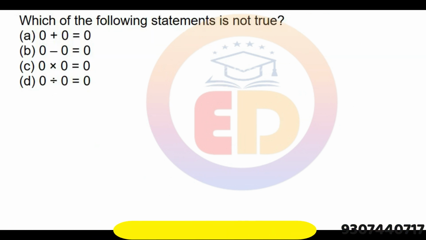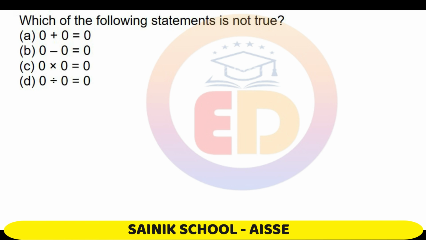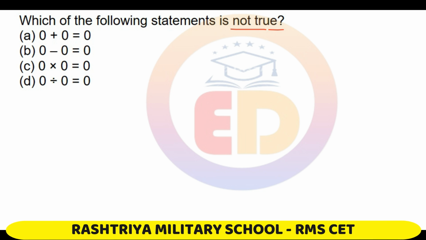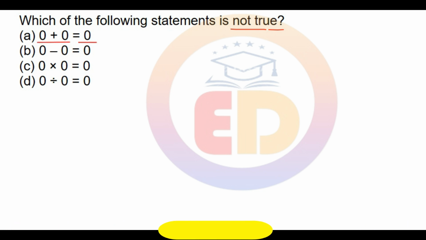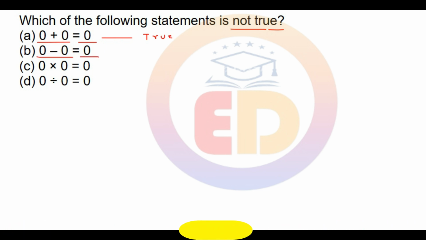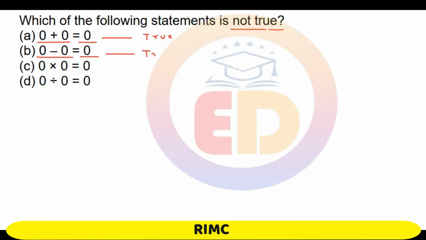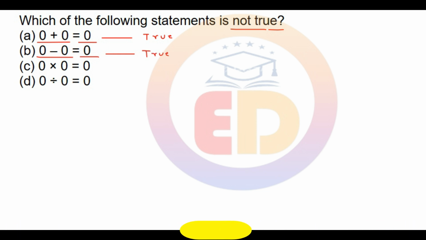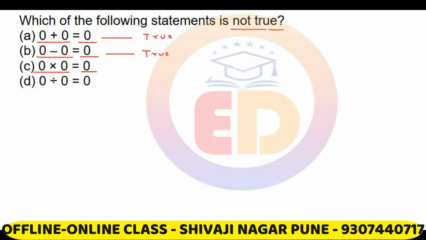Which of the following statement is not true? Remember, it is asking which of the following statement is not true. The first one, 0 plus 0 is 0. Yes, it is true. 0 minus 0 is 0. This is also true. 0 multiplied by 0 is 0. This statement is also true.